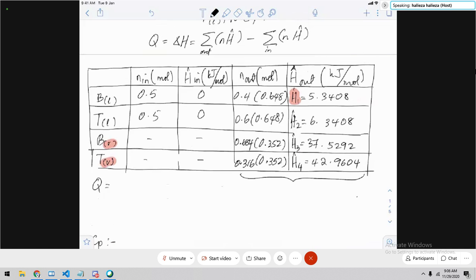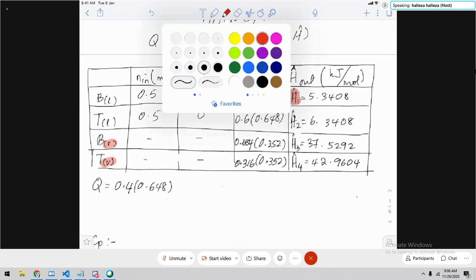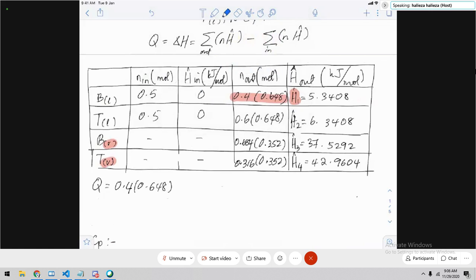Right, so our first row, 0.4 times the total flow rate, 6. Sorry, what am I doing over here? 0.648. That's that value. Let me change the color. Now I need to multiply it with the enthalpy. So I'm going to multiply it with its corresponding enthalpy. So that's for our first component.